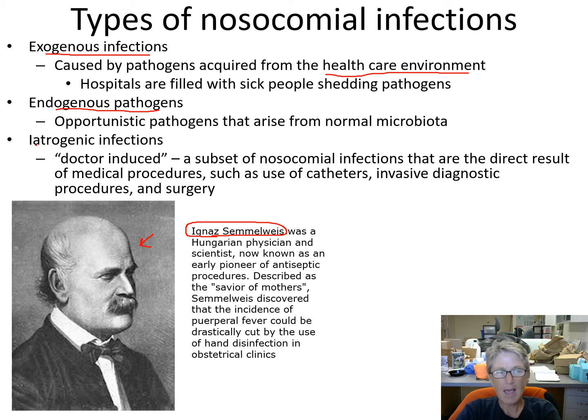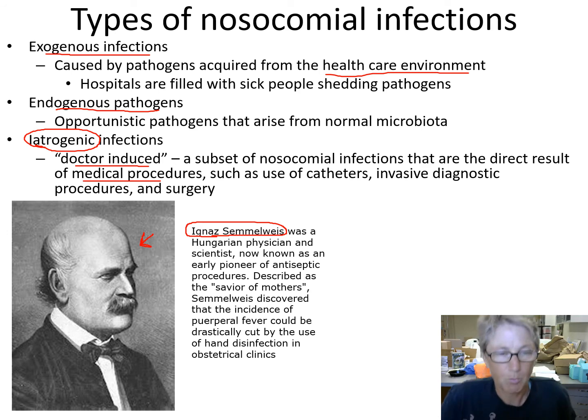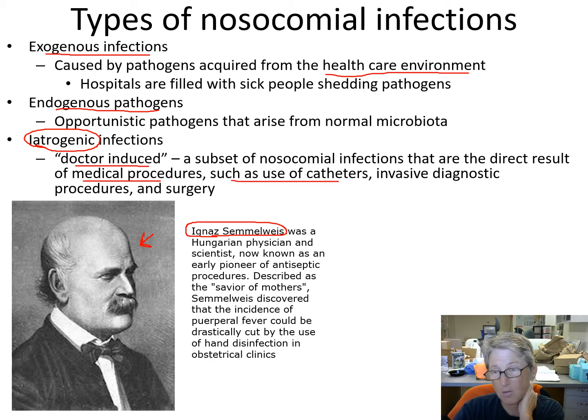And then there's iatrogenic infections. This is what Ignaz was trying to battle. This is a doctor-induced infection. They're a direct result of medical procedures. So in Ignaz's day, the young docs would go from the cadaver room to the birthing room. So that was a doctor-induced or an iatrogenic infection. Nowadays, iatrogenic infections would include the use of catheters if they're not properly inserted.